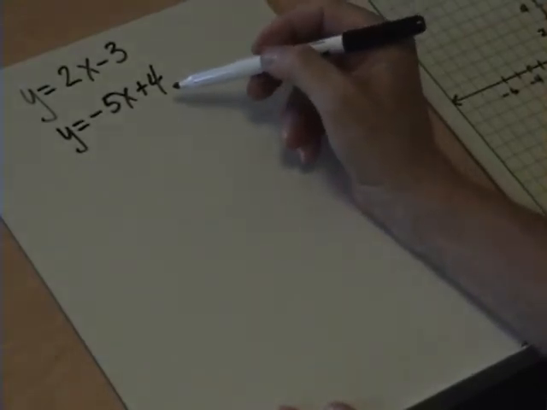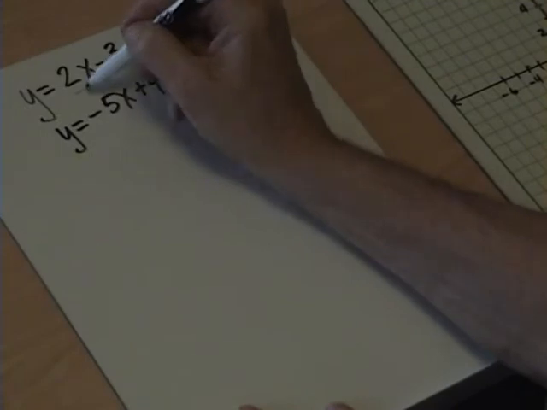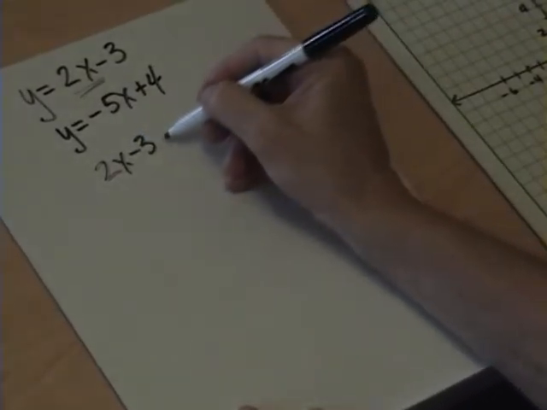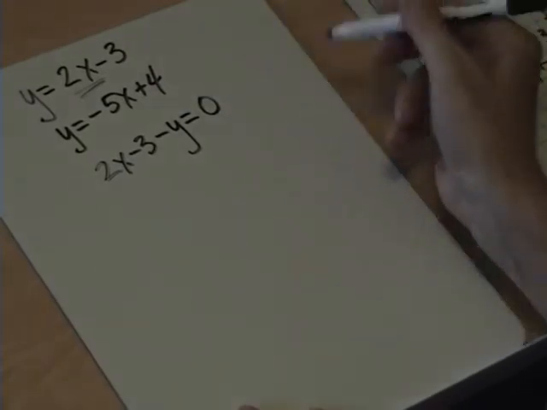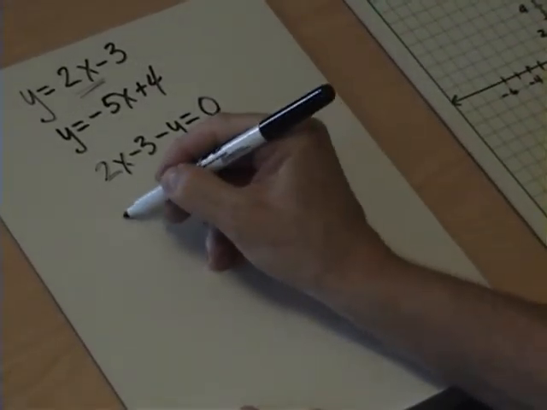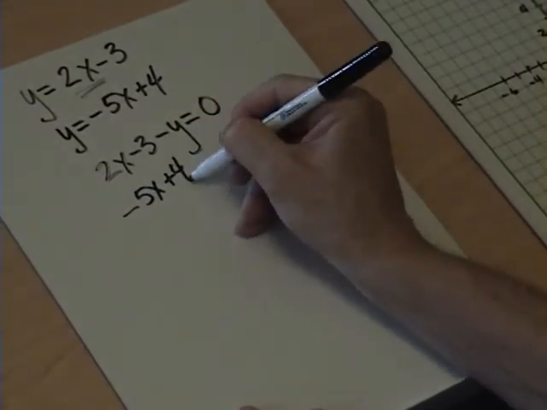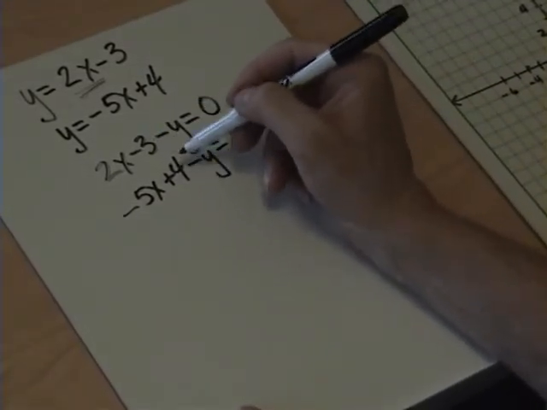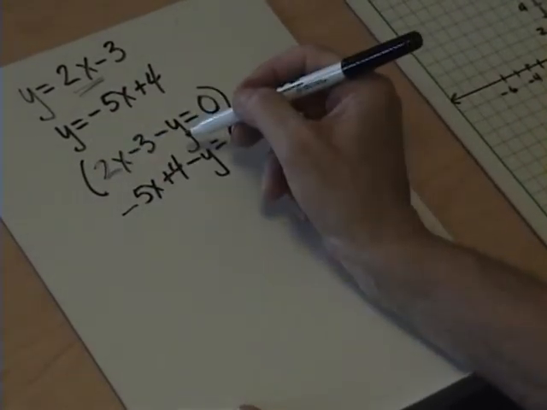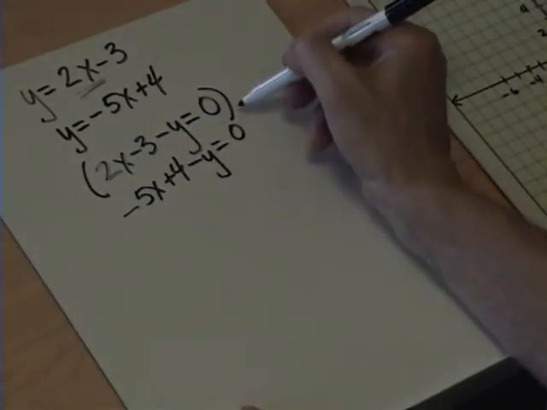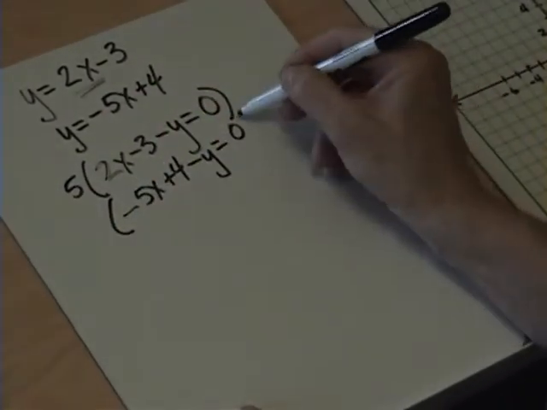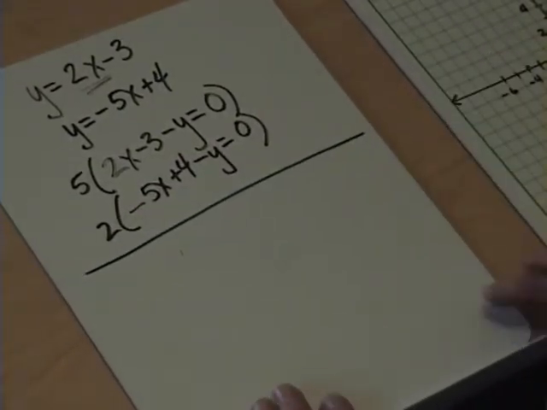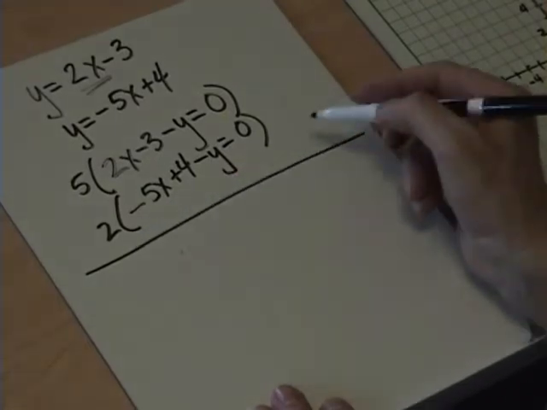Common thing here would be for the x's to go to 10x. All right. First, we'll restate this as 2x minus 3 minus y equals 0. And the second equation is going to be negative 5x plus 4 minus y equals 0. Usually you put the variables next to each other, but we don't really need to at the moment. We want to get a 10x there and a negative 10x here, so we'll multiply the top line by 5 and the bottom one by 2.